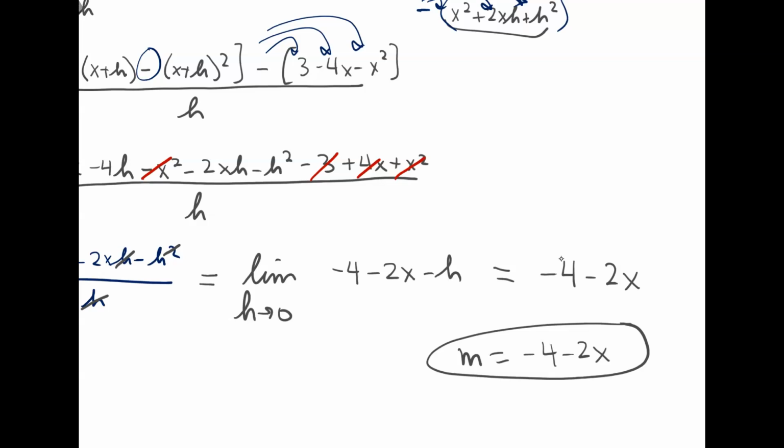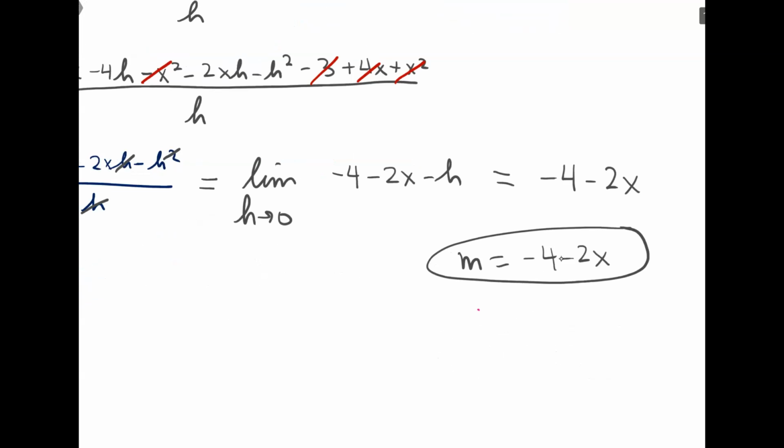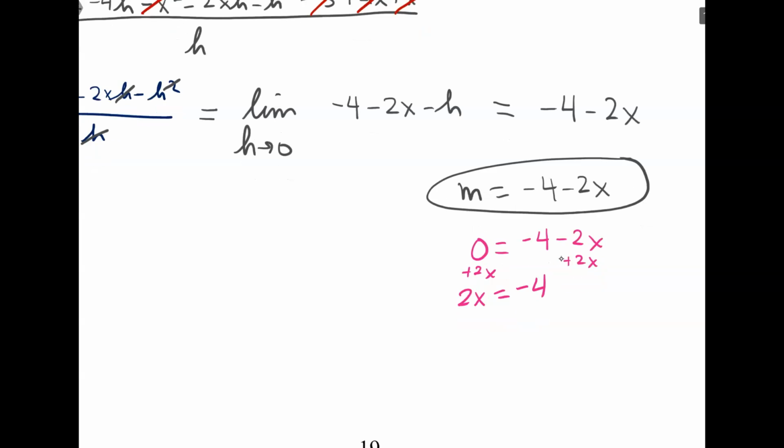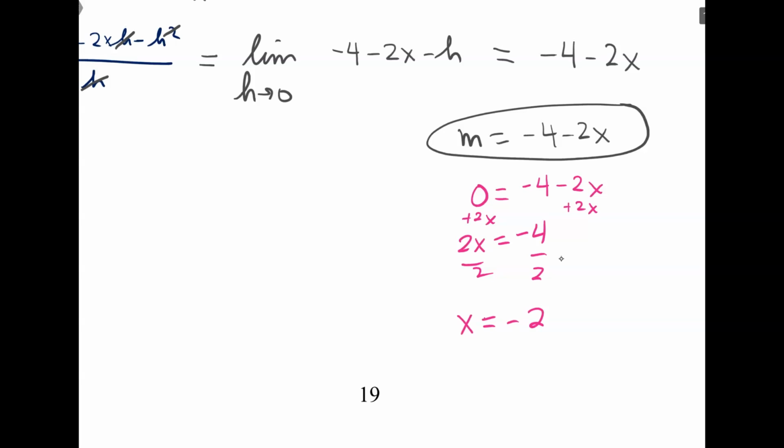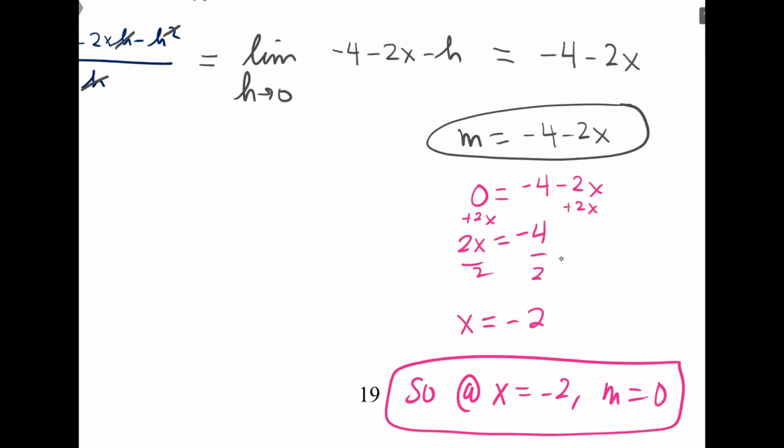And wait, what is this question actually asking? Go back. At what point? What does x equal when my slope is 0? So if this is the equation of slope, I want to set this equal to 0. So I have 0 equals negative 4 minus 2x. Add 2x on both sides. 2x equals negative 4, divide by 2. x equals negative 2. Awesome. So, at x equals negative 2, my slope of my tangent is 0. That's the point I'm looking at.